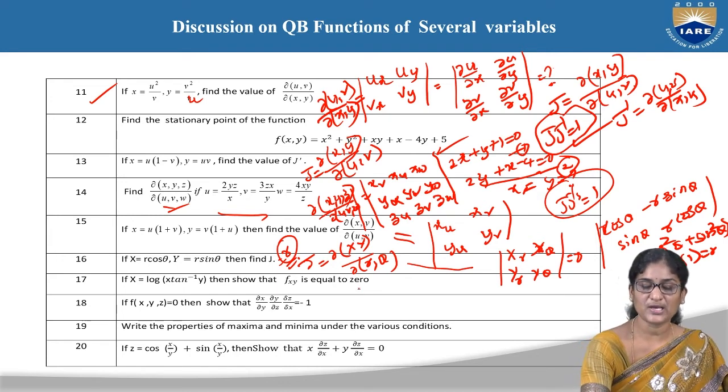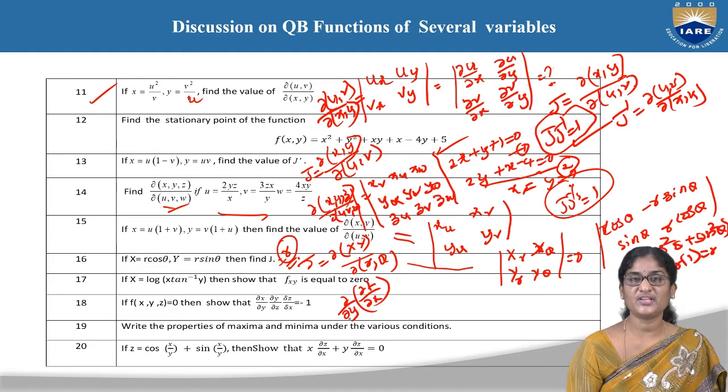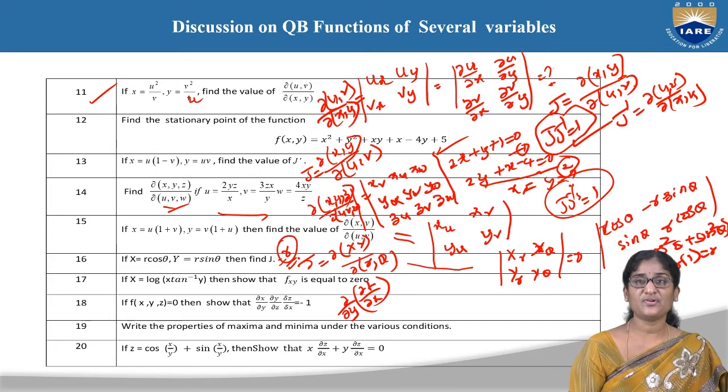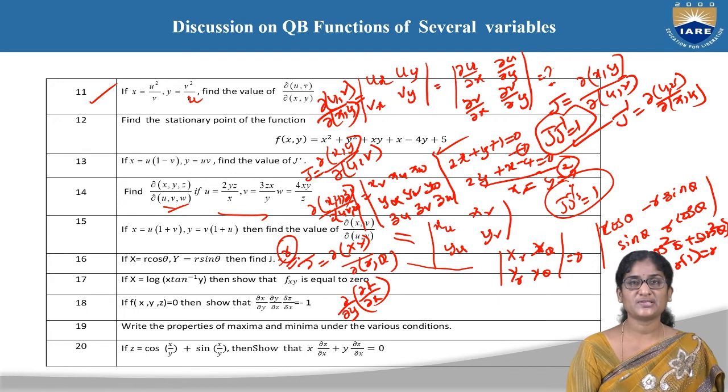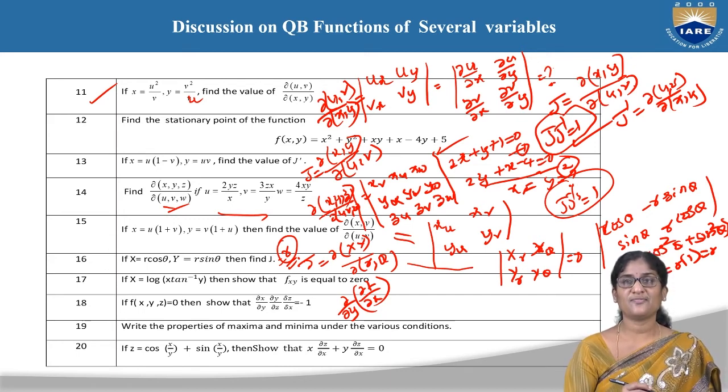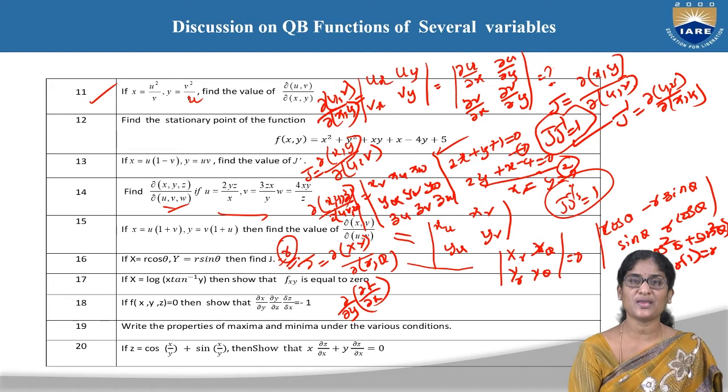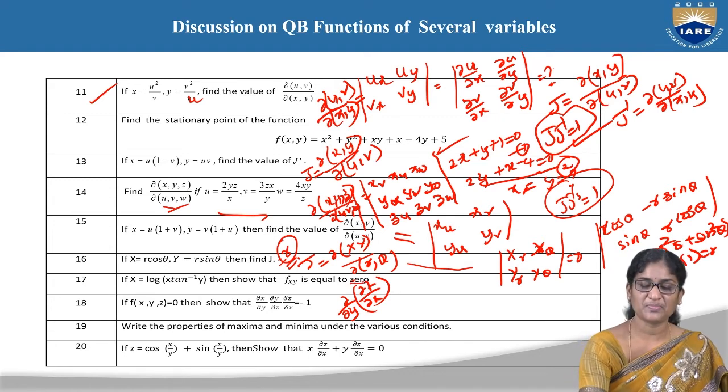That means first we need to find the dou f by dou x value, and then differentiate that partially with respect to y. If you differentiate with respect to x, we are going to get 1 by x tan inverse y, because the differentiation of log x is 1 by x, and the internal differentiation is again tan inverse y. 1 by x into tan inverse y into tan inverse y, both will get cancelled. We will have only 1 by x. So dou f by dou x is nothing but 1 by x. No y terms will be there. So if you differentiate with respect to y, obviously we are going to get 0. So simple two lines answer.